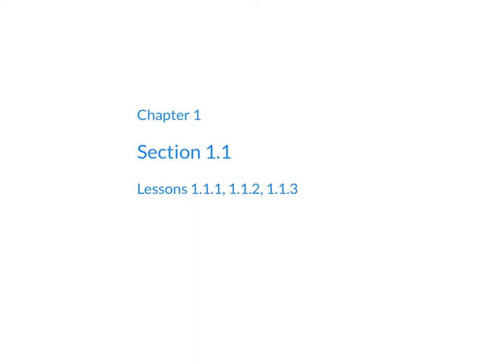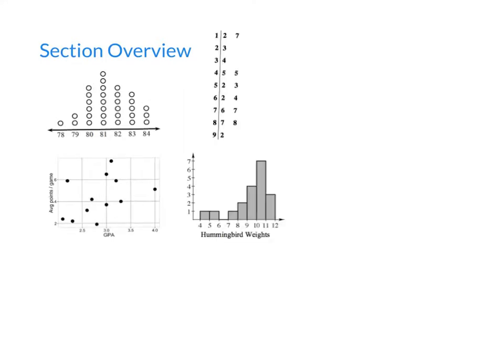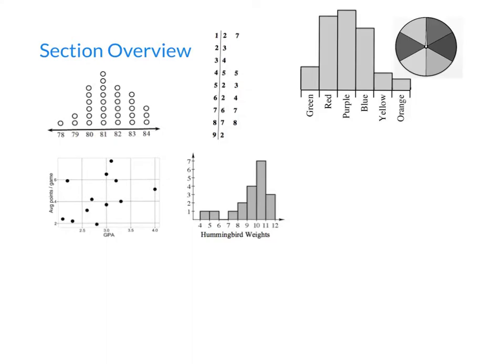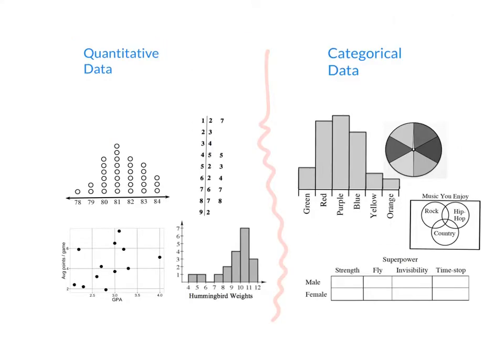This is the CPM Statistics Section 1.1 Mathcast. It contains 3 lessons. Students will collect a variety of data and make various graphical representations, including dot plots, scatter plots, stem and leaf plots, histograms, bar graphs, circle graphs, Venn diagrams, and two-way tables. While referring to their diagrams, students discover the difference between quantitative and categorical data and their respective uses.